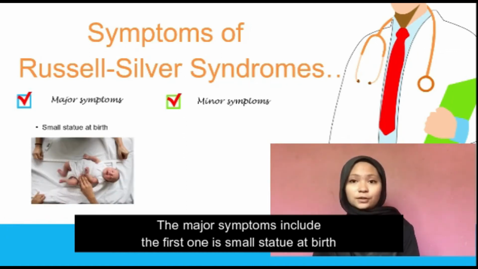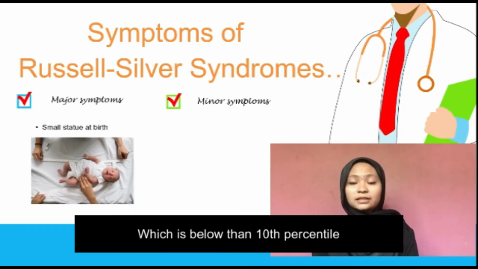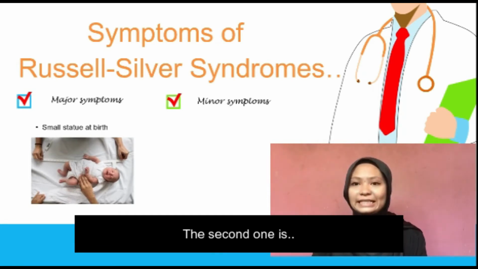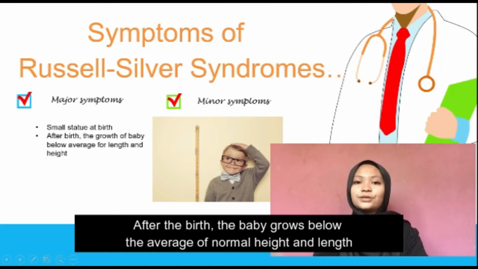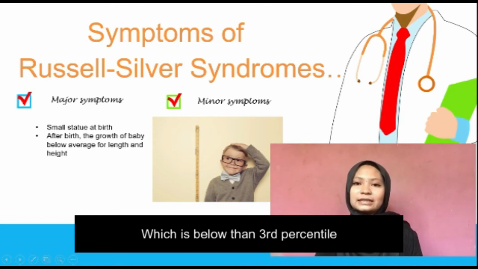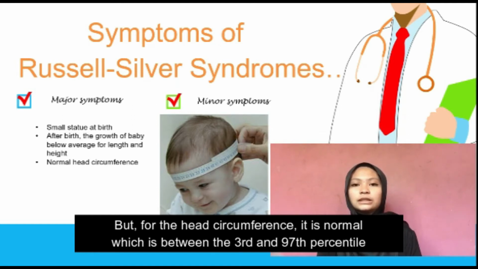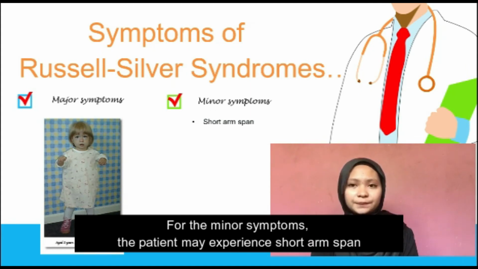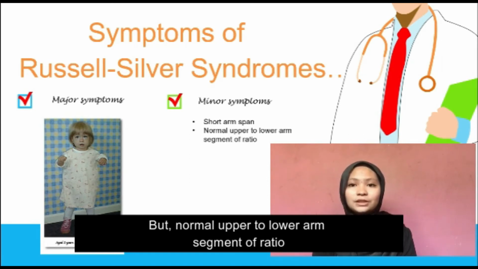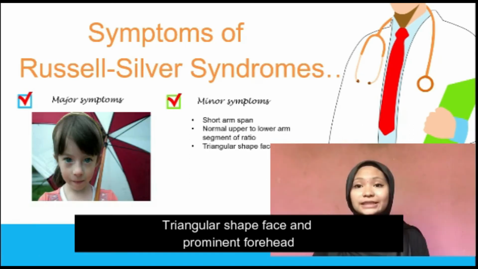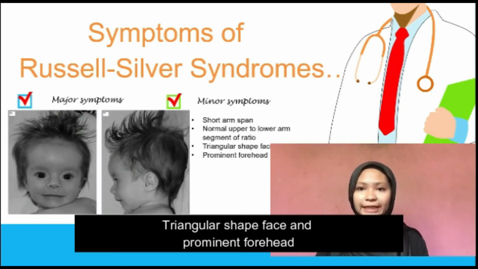The major symptoms include, first, a small stature at birth, which is below the 10th percentile. The second one is that after birth, the baby grows below the average of normal height and length, which is below the 3rd percentile. But the head circumference is normal, which is between the 3rd and 97th percentile. For the minor symptoms, the patient may experience a short arm span but a normal upper to lower arm segment ratio, a triangular shaped face, and a prominent forehead.